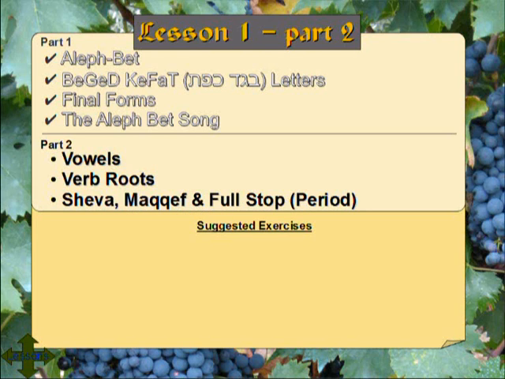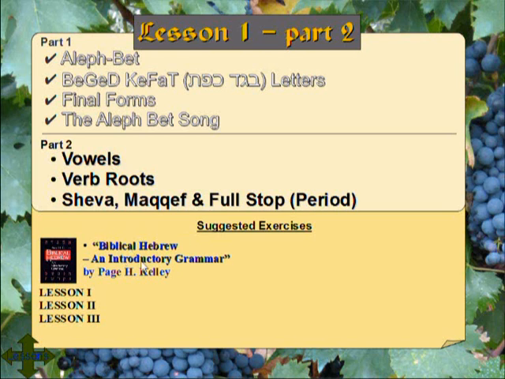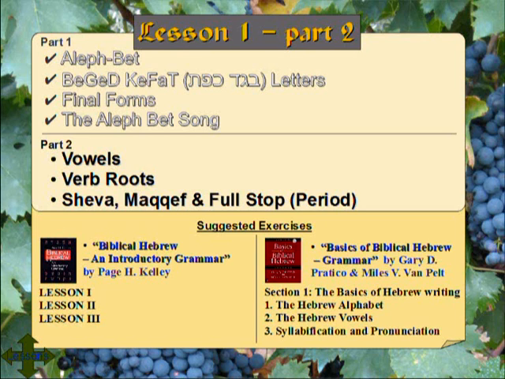Okay, now the suggested exercises for Lesson 1, as stated earlier, in Biblical Hebrew: An Introductory Grammar by Page H. Kelley, Lessons 1, 2, and 3. And this is for Part 1 and Part 2. And in Basics of Biblical Hebrew Grammar by Gary D. Pratico and Miles V. Van Pelt, Section 1, the Basics of Hebrew Writing. And you can do Lessons 1, the Hebrew alphabet, 2, the Hebrew vowels, and 3, syllabification and pronunciation.